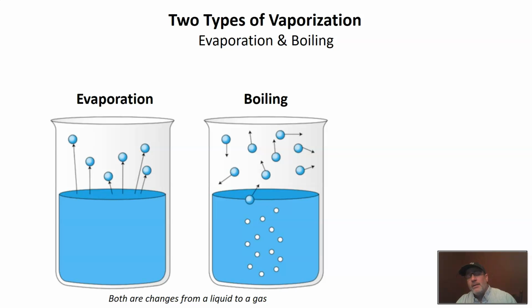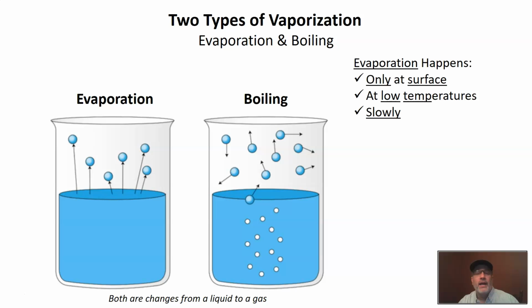Now, vaporization may not be a term that you have used before. Some of you may have used the terms either evaporation, which you probably learned through the water cycle, or boiling, which is kind of an everyday kitchen term. And so evaporation and boiling are two types of vaporization. So let's compare these real quick. Remember, these are still both changes from a liquid to a gas.